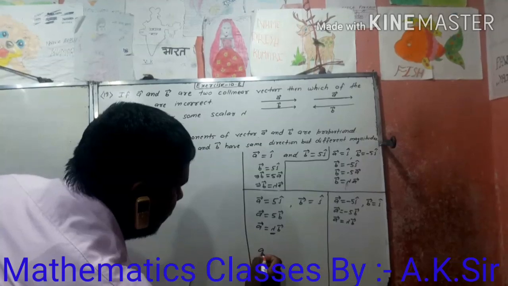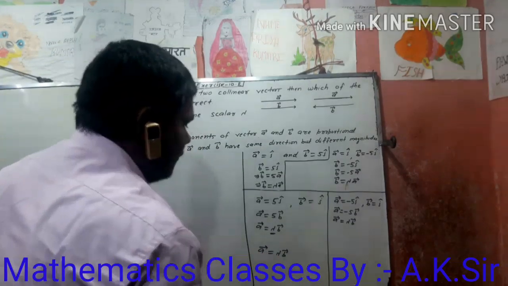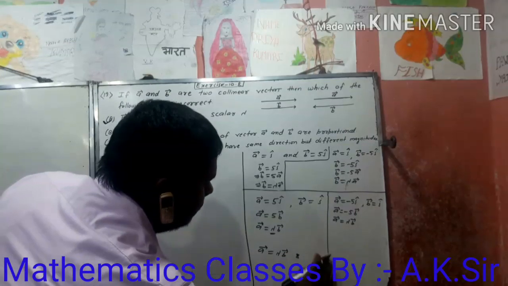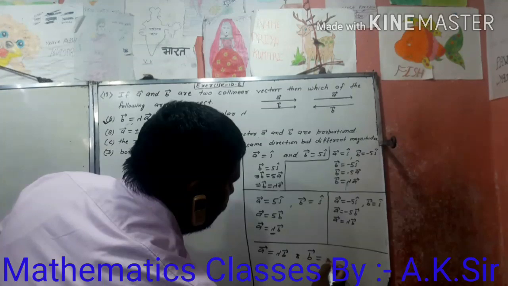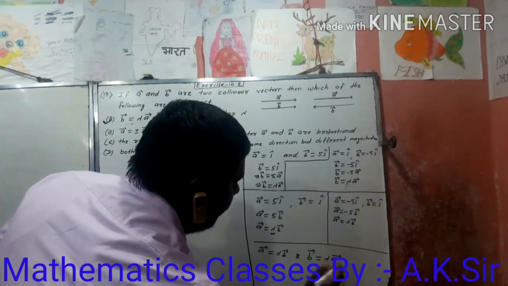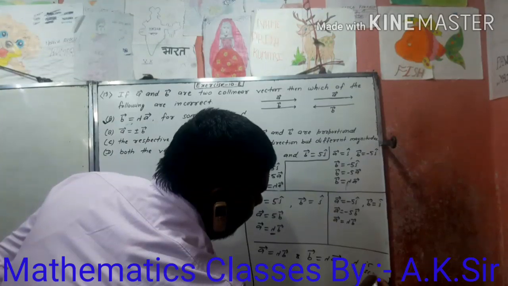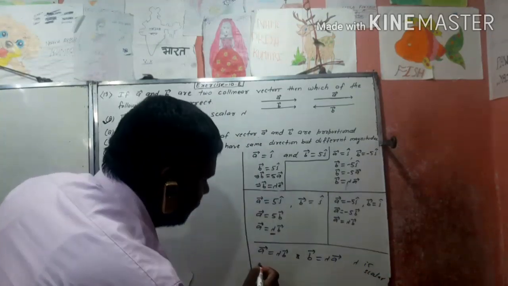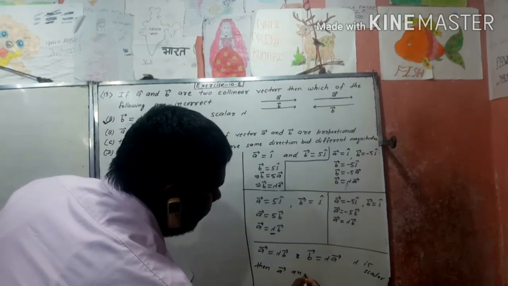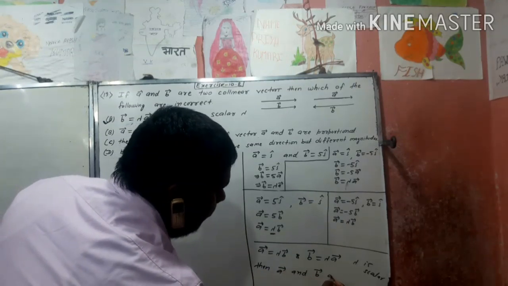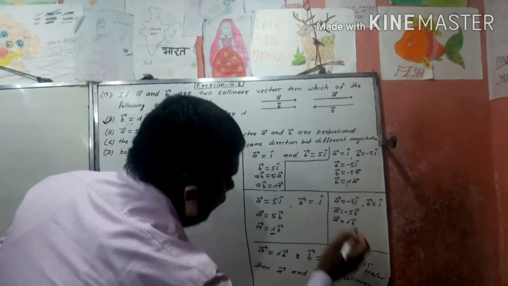It means if A is equal to lambda B vector and B vector is equal to lambda A vector, where lambda is a scalar, then A and B are collinear.